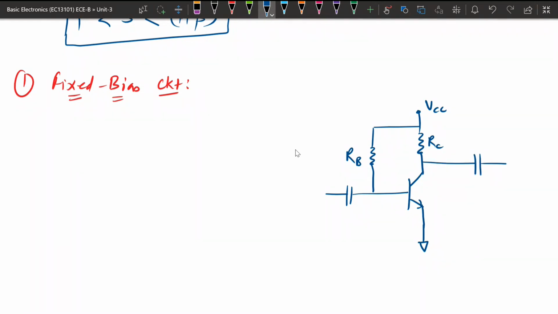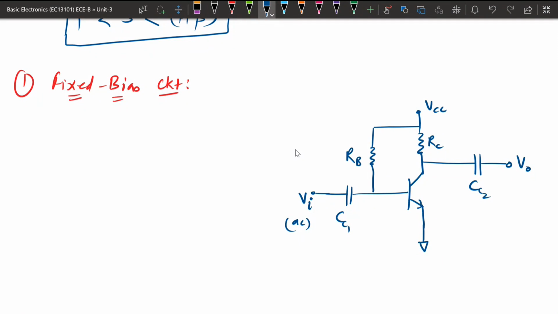The output is taken through a capacitor. So C1 and C2 are called coupling capacitors. Here Vi is provided, which is the AC input. AC will pass through these capacitors, but DC will not pass. So DC biasing will be provided by this VCC only.